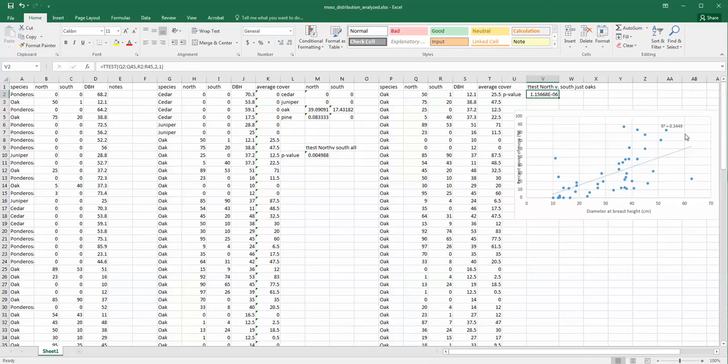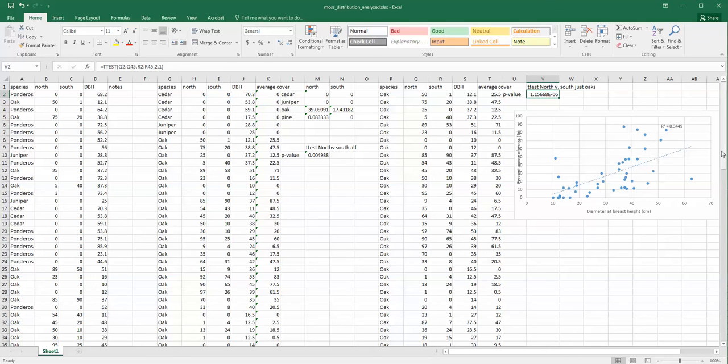The R squared here is approximately 0.35. So that indicates that the diameter at breast height of the tree accounts for about 35% of the variation in the percentage of moss cover. Obviously, the aspect is important too, but this graph seems to indicate that so is the diameter of the tree.